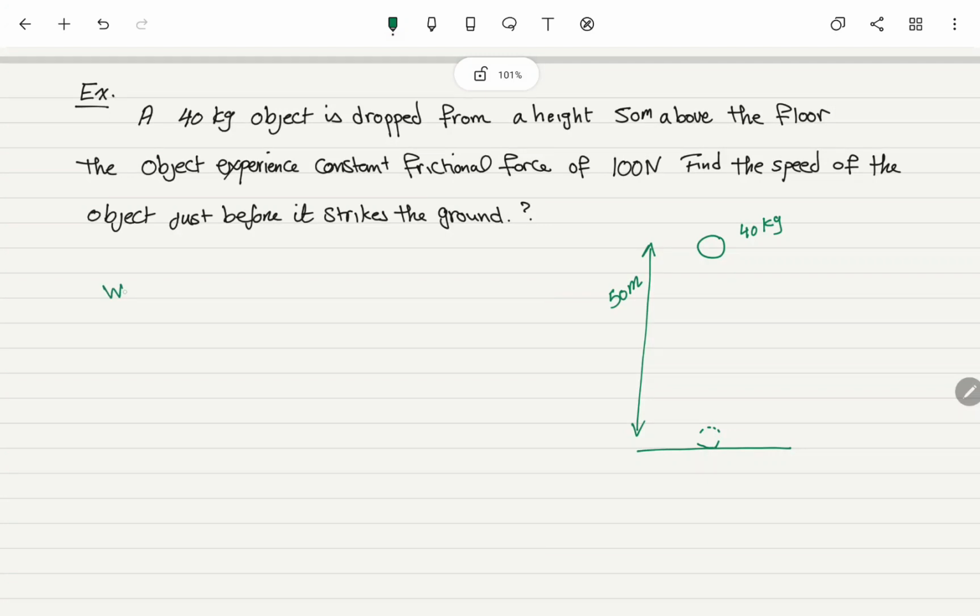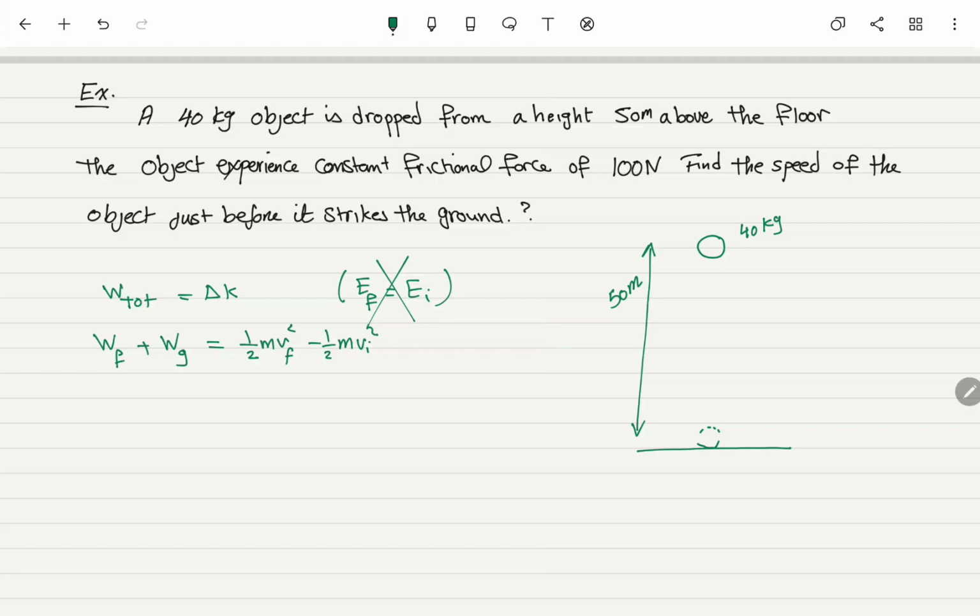Okay, so work total equal to delta K. Now, since we have friction, we cannot use E final equal to E initial. We can't use this one because there is friction in this situation. So work total is the work from friction plus work from gravitational potential energy, which equal to delta K, half v final square minus half v initial square.